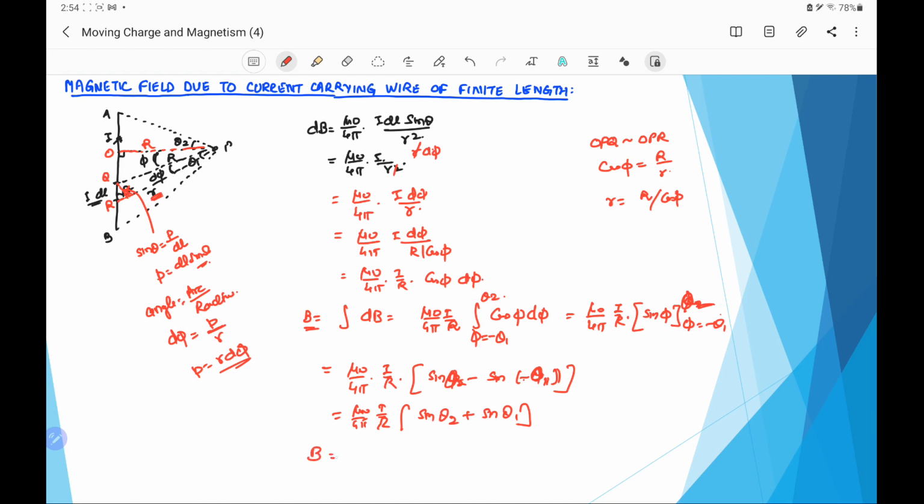Hence we can write finally B equal to mu naught by 4 pi I by r into sine theta 1 plus sine theta 2. This is the magnetic field due to a finite wire whose ends make angles theta 1 and theta 2 at the point at which we have to find the magnetic field. Using this formula, we can take several special cases to find the magnetic field.